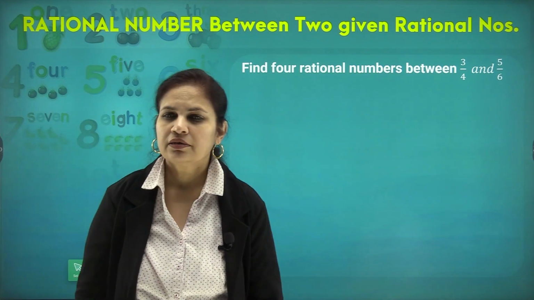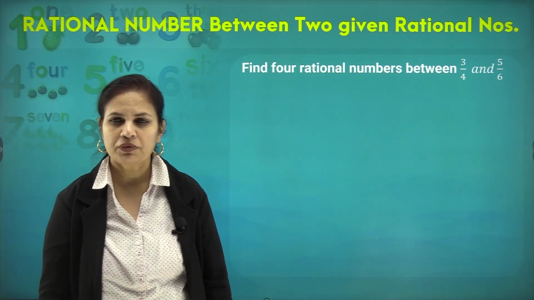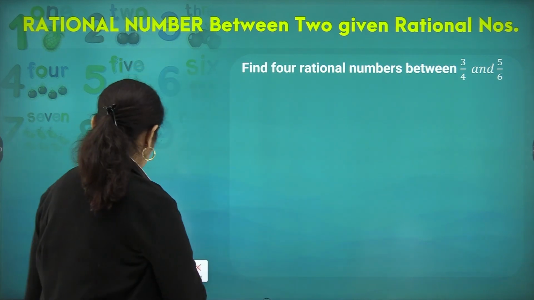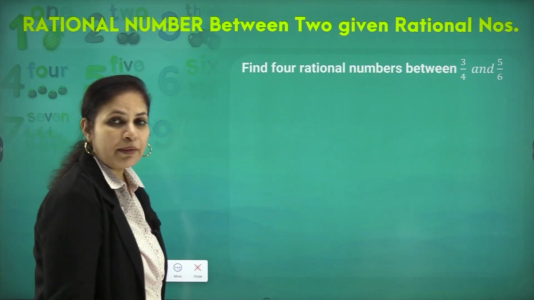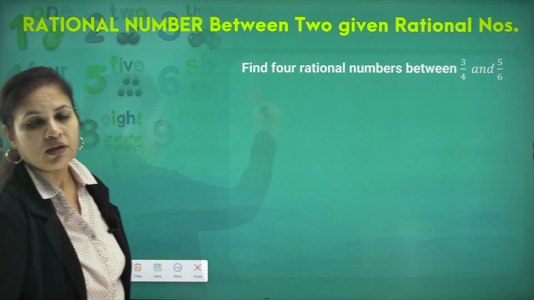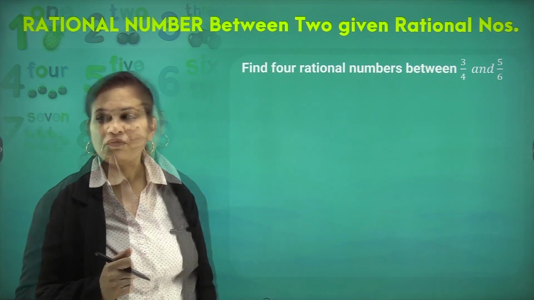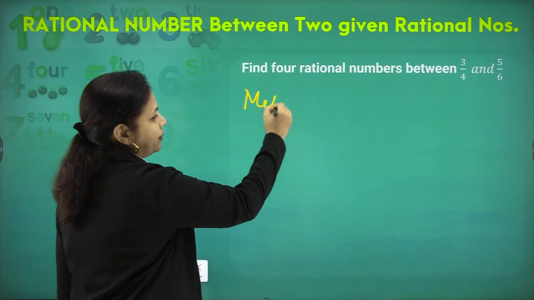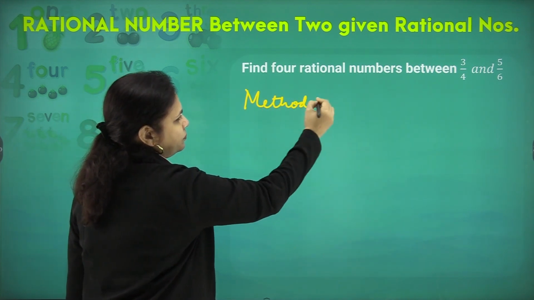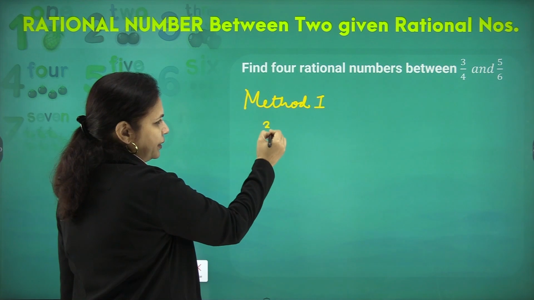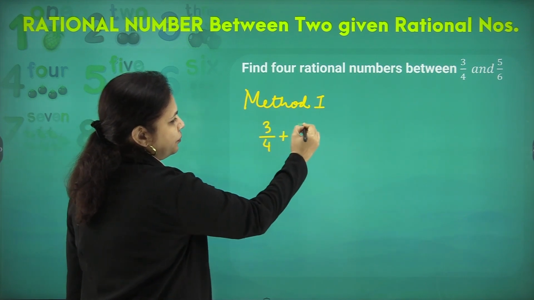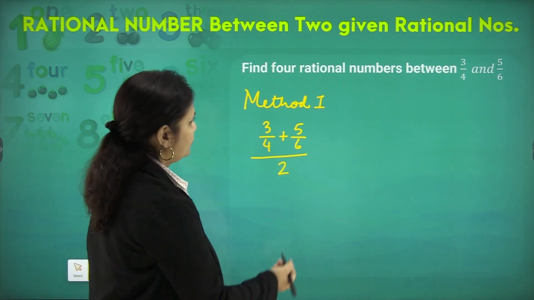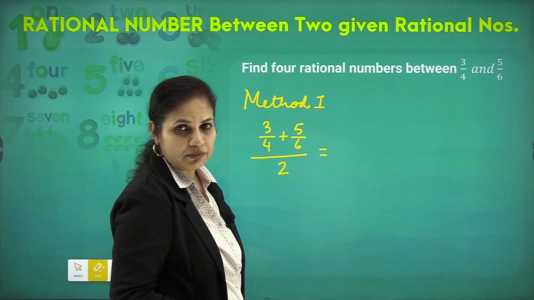Let us try this. Find 4 rational numbers between 3 upon 4 and 5 upon 6. If I do it by method 1, let us do this question. Suppose we have to find 4 rational numbers between 3 upon 4 and 5 upon 6. If I go by method 1, then we'll add 3 upon 4 and 5 upon 6 and divide it by 2 to get the first rational number.